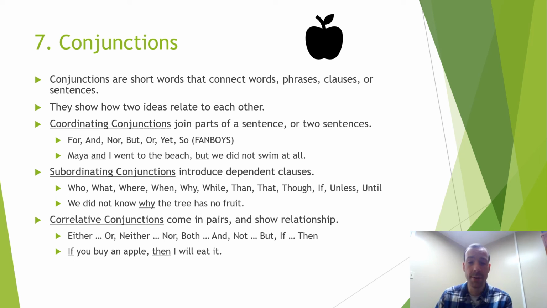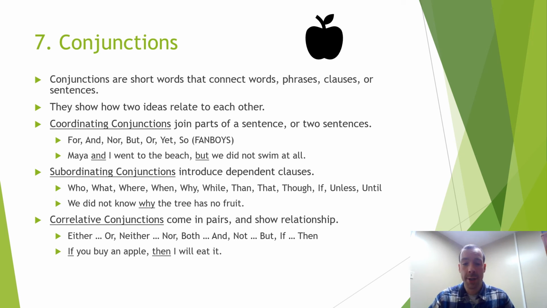Subordinating conjunctions introduce dependent clauses. These are words like who, what, where, when, why, the question words, while, then, that, though, if, unless, until. That's not a complete or exhaustive list, but it is some of the more common ones. We did not know why the tree has no fruit. That connecting word why is the conjunction.